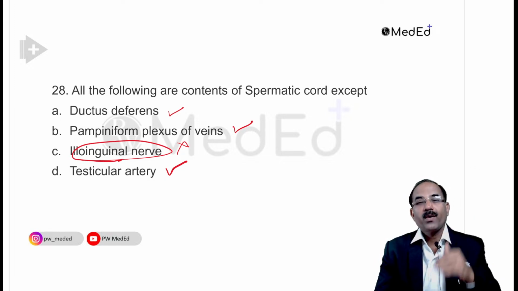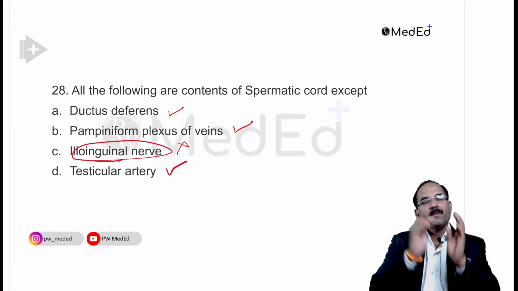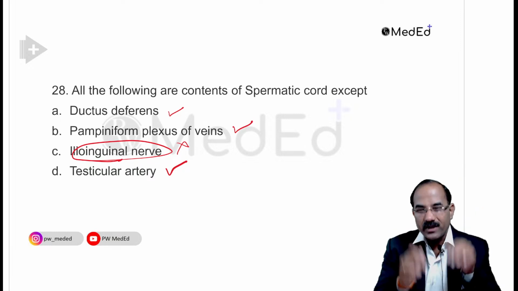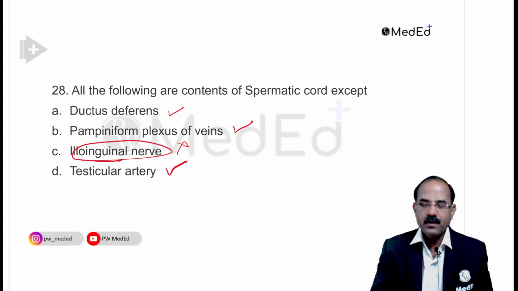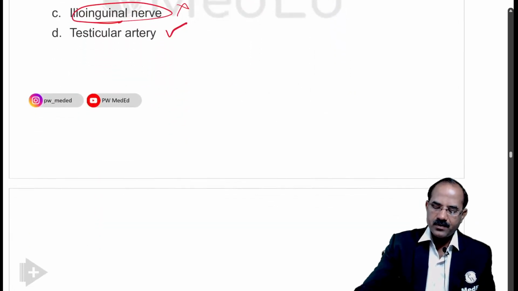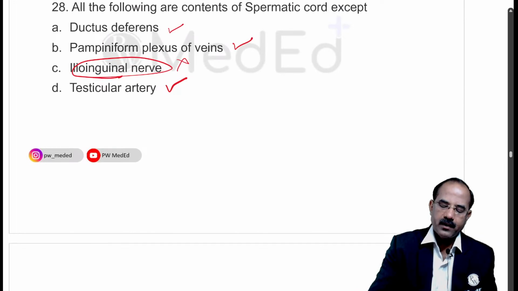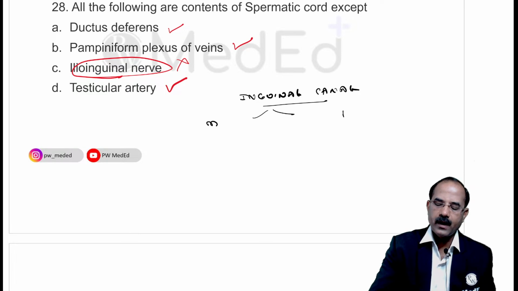Ilioinguinal nerve is a content of inguinal canal. Students, it lies outside the spermatic cord, but it's within the inguinal canal. Okay, I'll just write this down for you. Inguinal canal. What are the contents of inguinal canal in males and females?